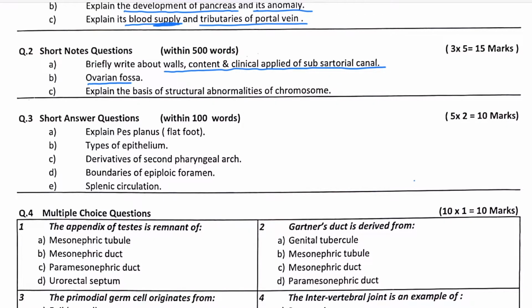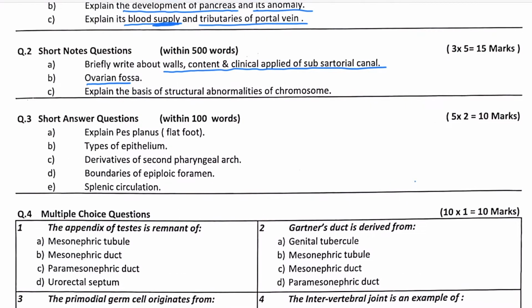Next is: explain the basis of structural abnormalities of chromosomes. This is a 5 marks question from genetics. So structural abnormalities of the chromosomes actually happen when, at the time of fertilization, maybe accidental, mutational, or maybe during the early developmental stages of embryogenesis.